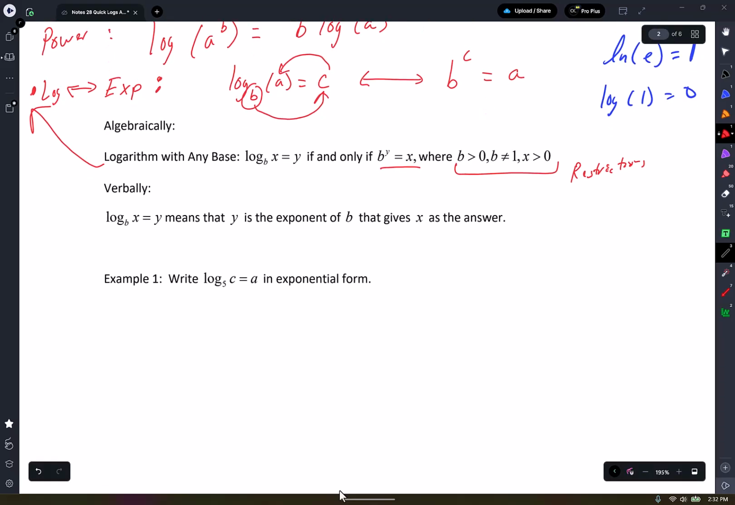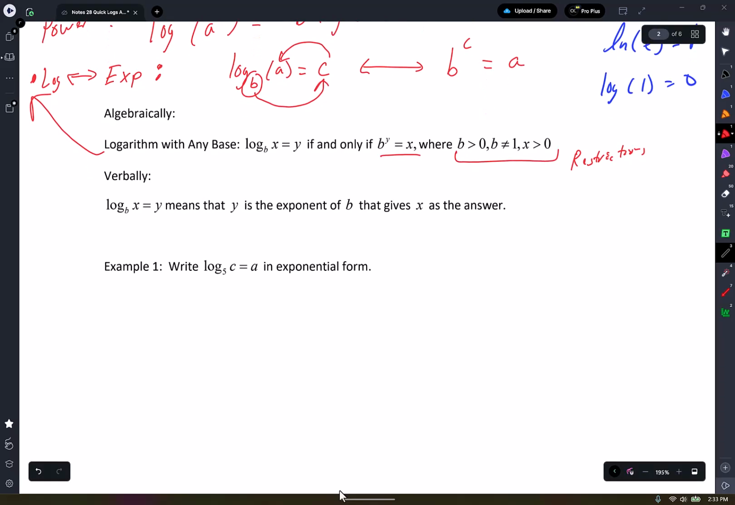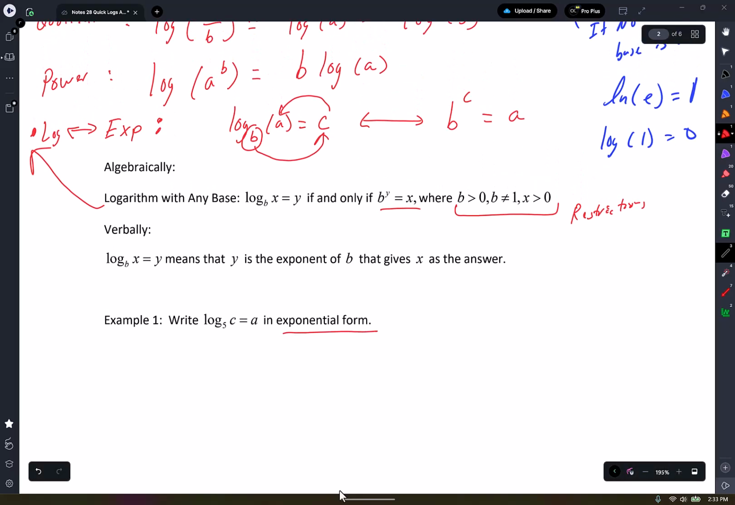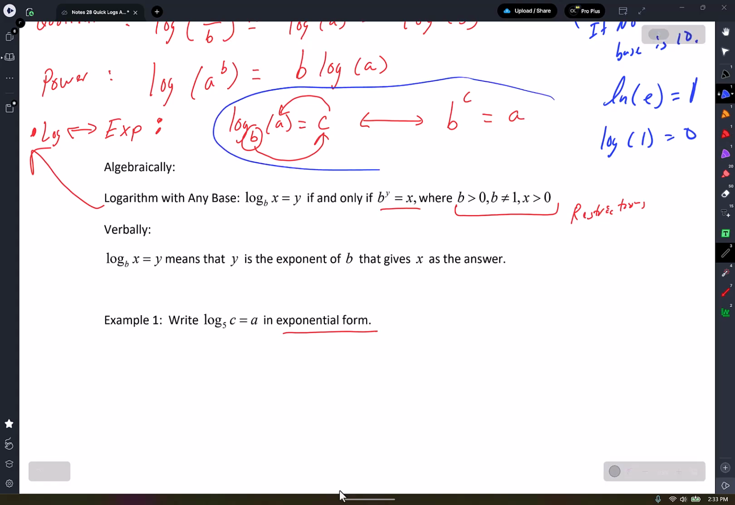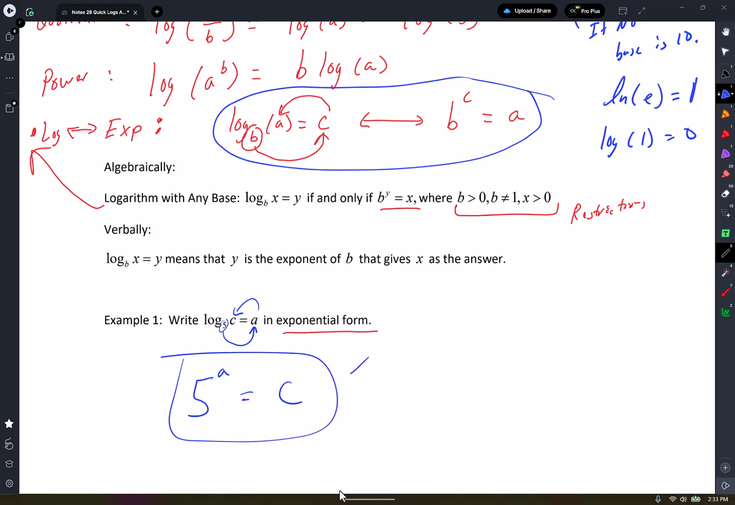All right. We're going to go slow. It says write log base 5 of c equals a in exponential form. So this is all I want. I'm just looking at this line right here. That's all you're doing. Here's my base. So I'm going to write 5 to the power of A equals C. Done. There it is. Exponent form.